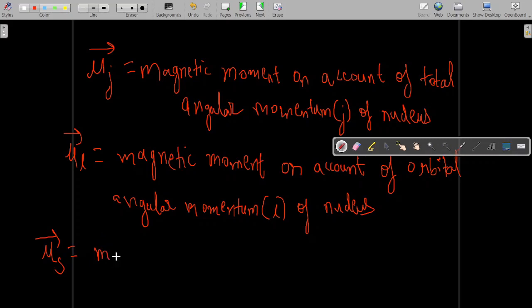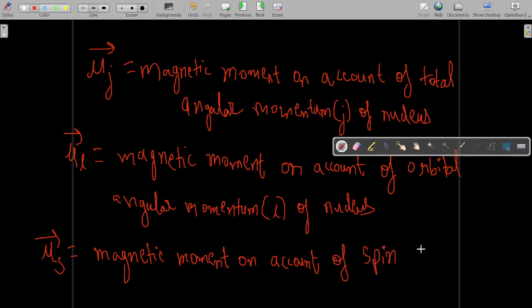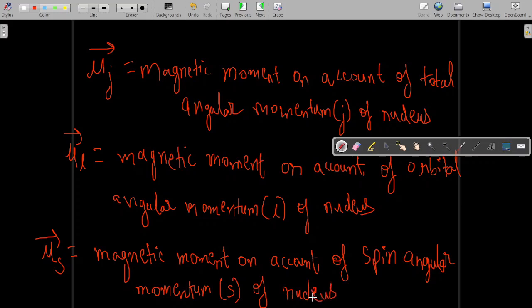And what is mu S? Mu S is the magnetic moment on account of spin angular momentum S of the nucleus. So mu S is the magnetic moment on account of spin angular momentum S of the nucleus. So this is the thing.